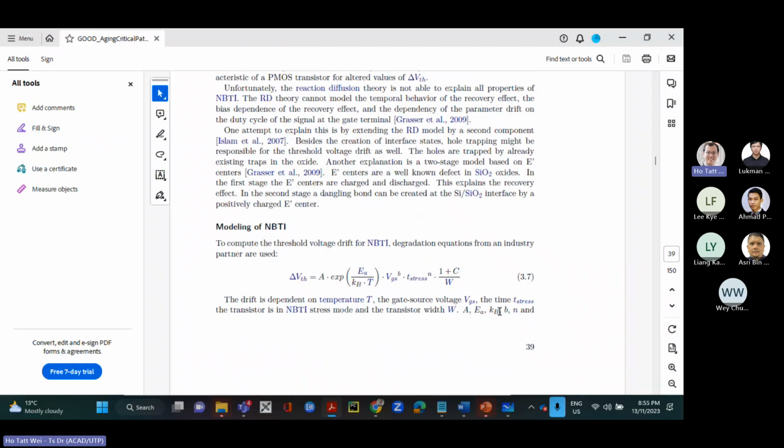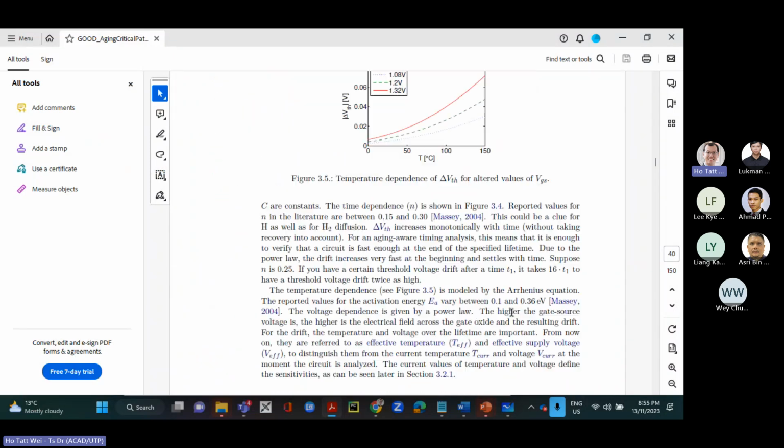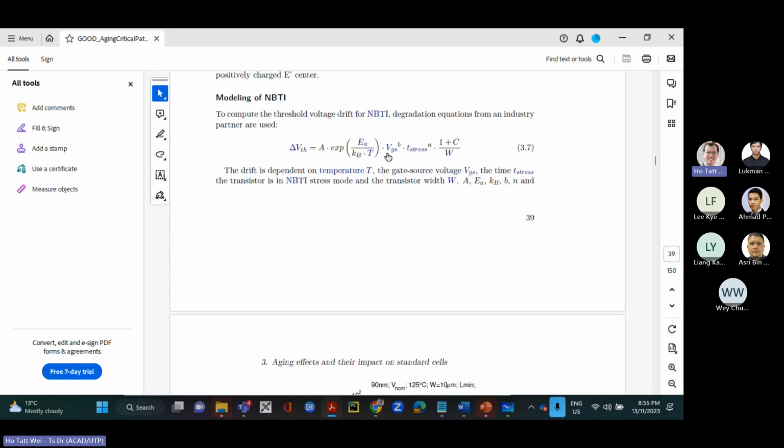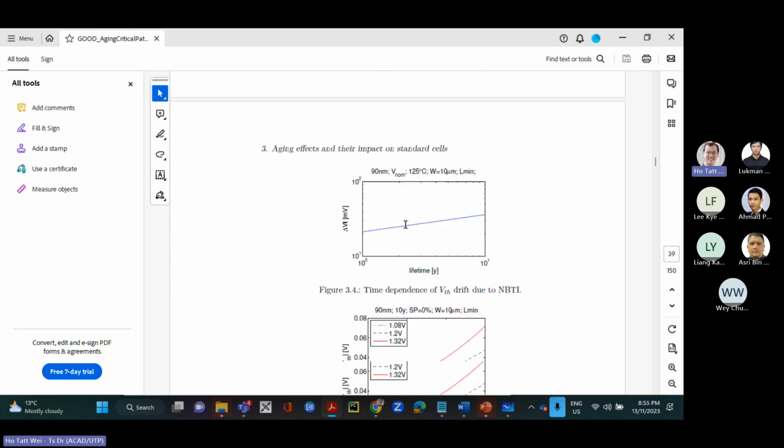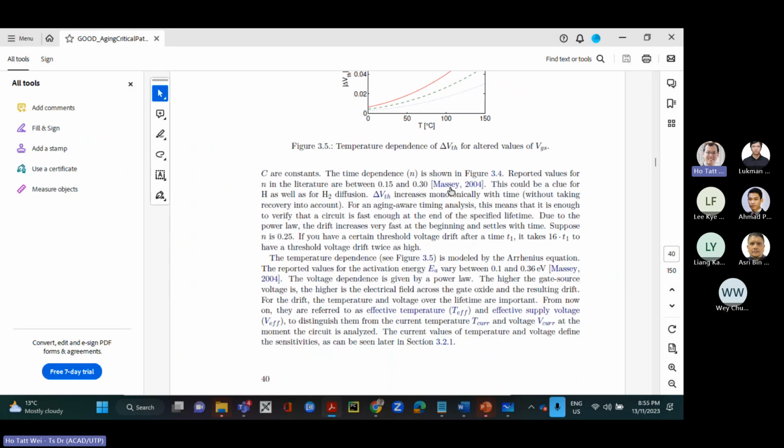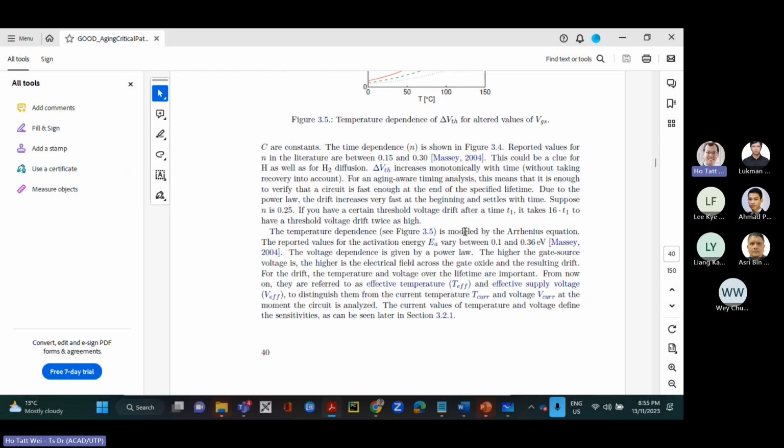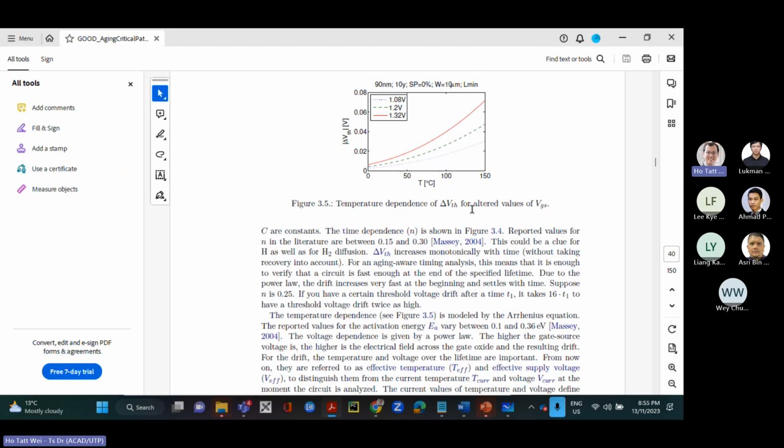So you have A, EA, K, B, and C, they are constants, and the time dependence n. This paper by Massey in 2004 reports the value of n, which is the power of T stress here. This value of n is between 0.15 to 0.3, and VTH increases monotonically with time, and it also gives the value of EA between 0.1 to 0.36 electron volts. So you can read this here, check up. You just pick some value, you just justify it.